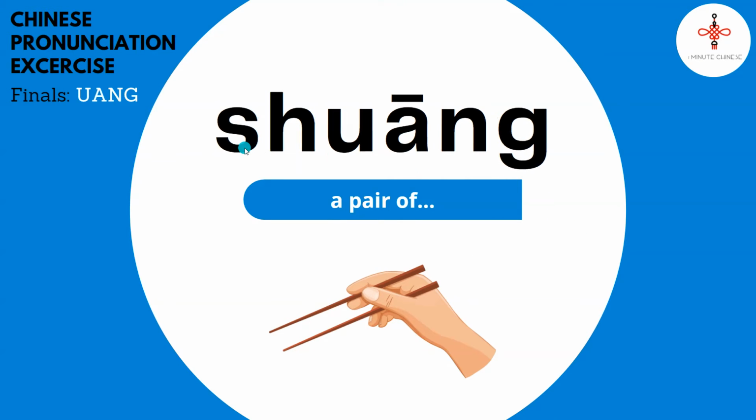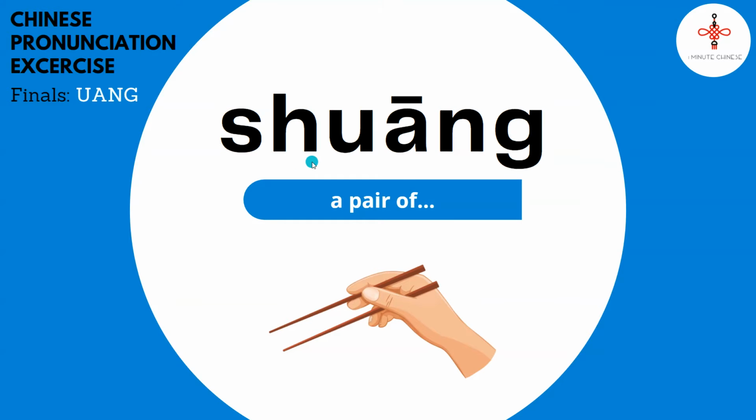Let's combine the initial sh, the final wang, and the high-pitched first tone all together. Sh, wang, shuang. Repeat after me. Sh, wang, shuang. Shuang, shuang, shuang. Shuang is a pair of in Chinese.